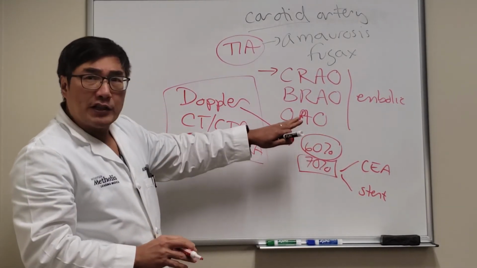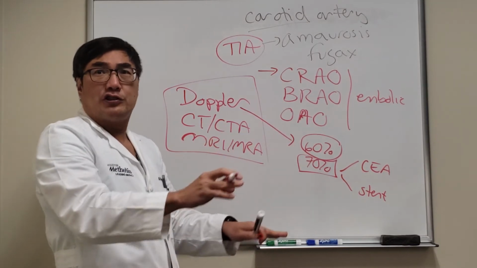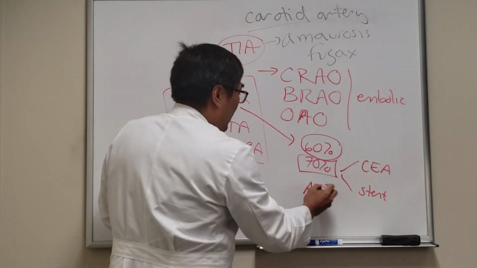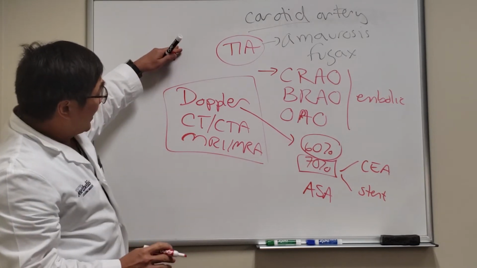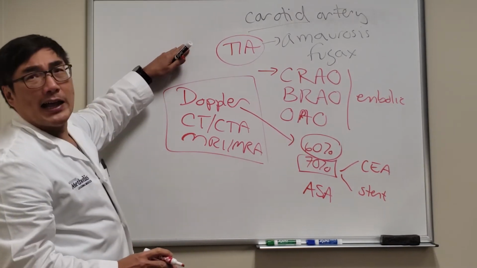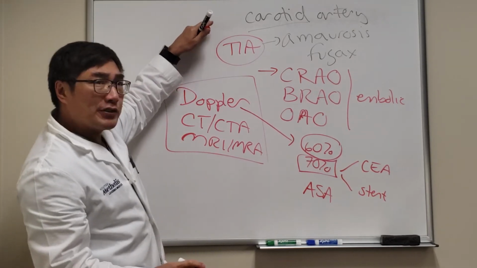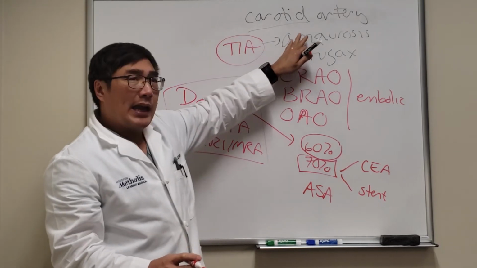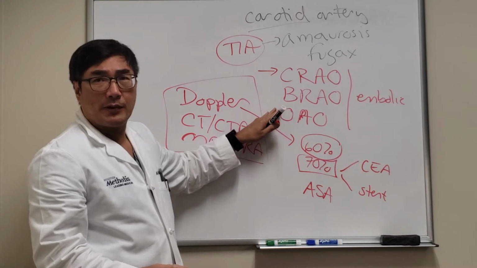The risk-benefit ratio is going the opposite direction once you start getting the numbers below 60%. It's more dangerous to do a surgery than it is to just follow the patient or treat the patient with aspirin therapy alone. The reason it's important is the morphology of the plaque has changed the way we approach some of these patients. So they're presenting the same way to ophthalmology, a hemispheric TIA, amaurosis fugax event, an embolic CRAO, BRAO, or an ophthalmic artery occlusion.